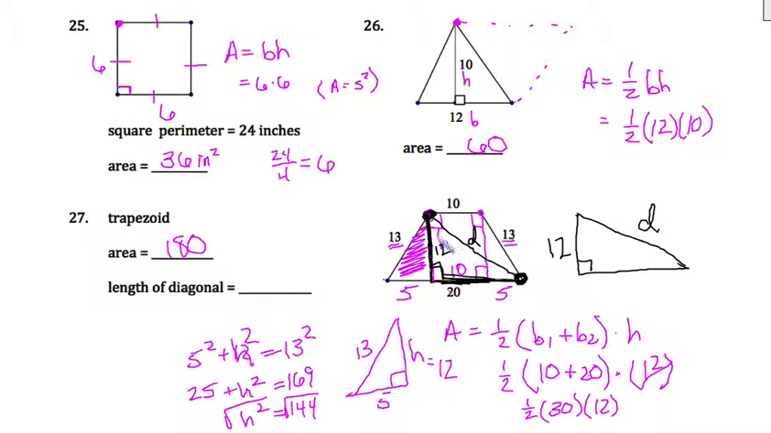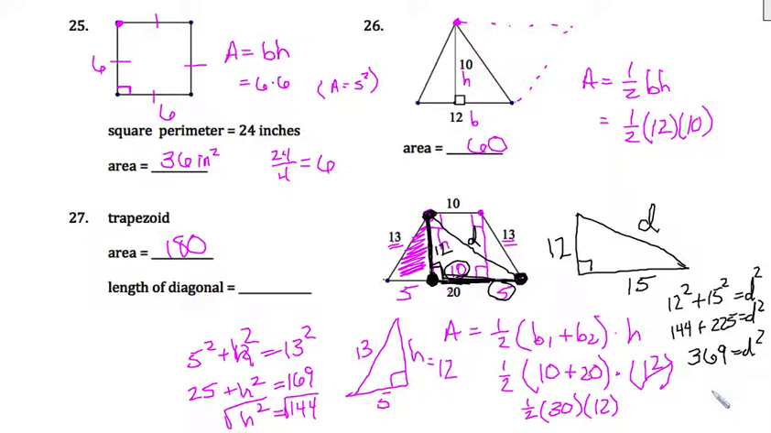It's not 20 because it's only from this point to this point, which would be 10, and another 5, which would be 15. So my diagonal is going to be a Pythagorean theorem of 12 squared plus 15 squared equals that diagonal squared. So 144 plus 225 is 369 equals my diagonal squared. And if I'm correct, there is no way to simplify that. So when I square root, I'm just going to get the diagonal is equal to the square root of 369.